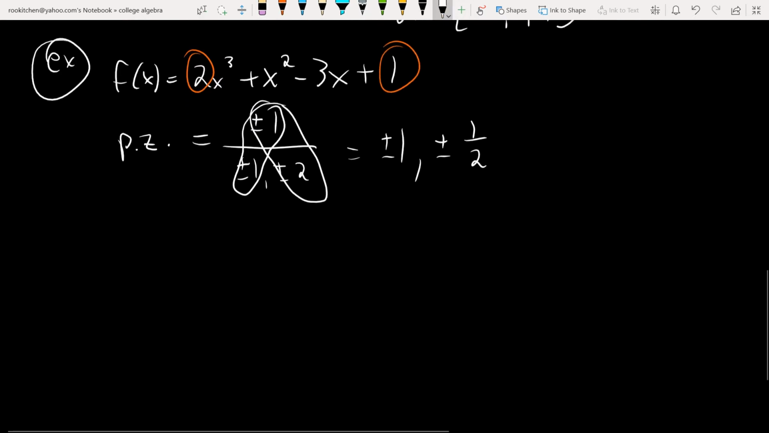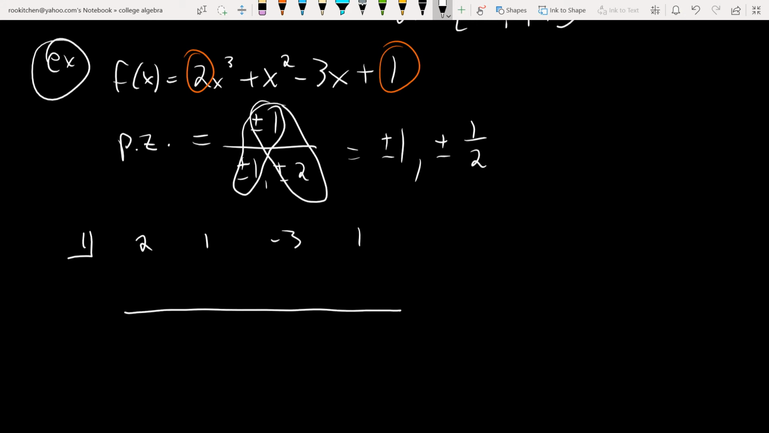Okay, so let's start with, I don't really want to do the fractions, right? So let's start with 1. And my coefficients are 2, 1, -3. Don't forget if you need a placeholder to use placeholders. All right, so bring down the 2. 2 times 1 is 2, so we get a 3 here. 1 times 3 is 3. Get a 0 here, 0 here, and then 1. So no, that one didn't work because we have a 1 as a remainder.